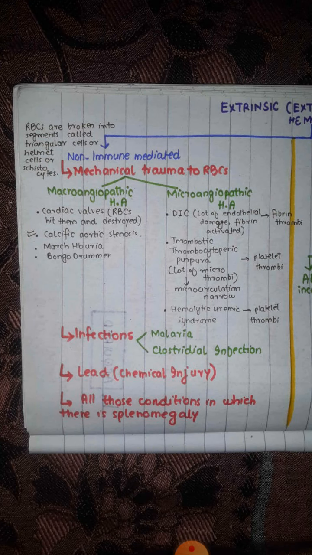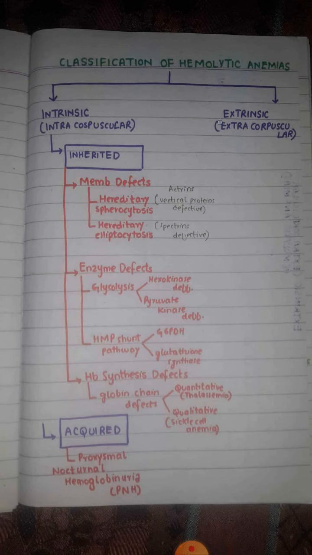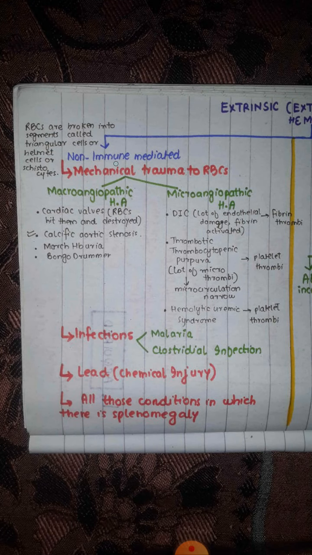Now, what are the extrinsic or extracorpuscular causes of hemolytic anemias? The extrinsic causes of hemolytic anemias are divided into two types. They can be non-immune mediated extrinsic hemolytic anemia, or they can be immune mediated. Now, what are the non-immune mediated causes? There can be mechanical trauma to the red blood cells. Whenever there is mechanical trauma to the red blood cells, the red blood cells are broken down into small pieces which are known as triangular cells or helmet cells or schistocytes.